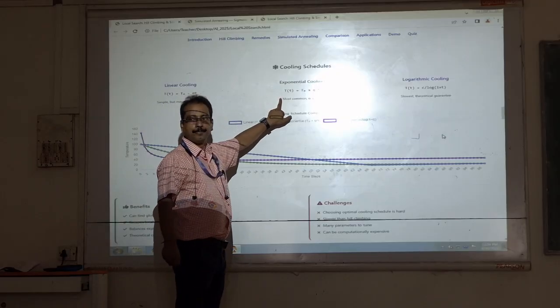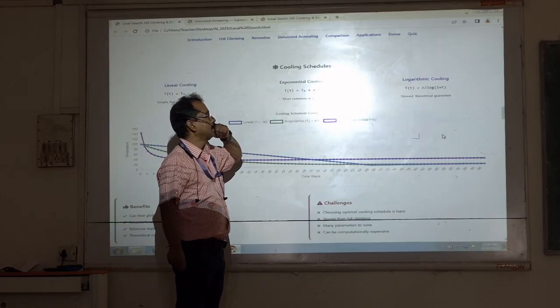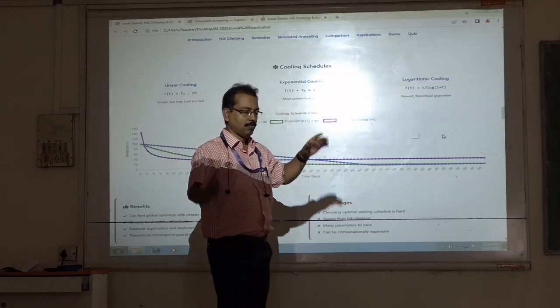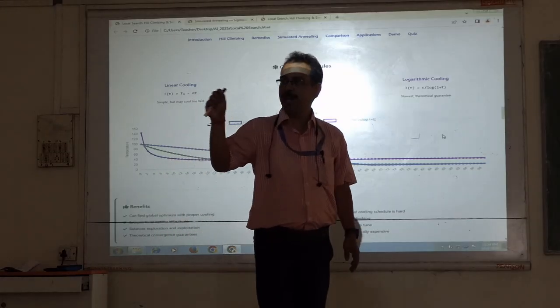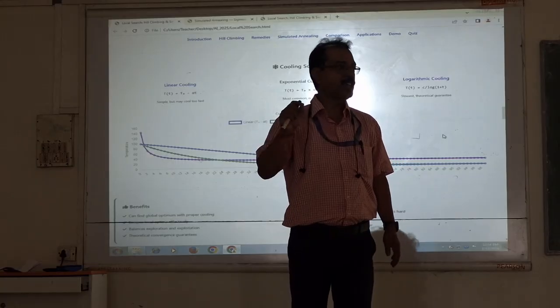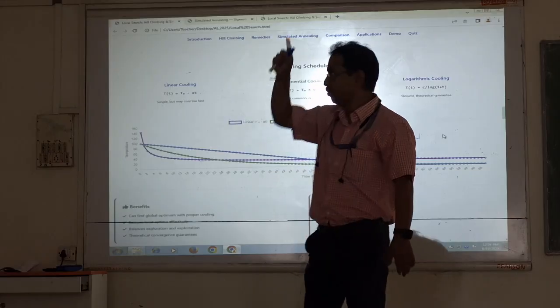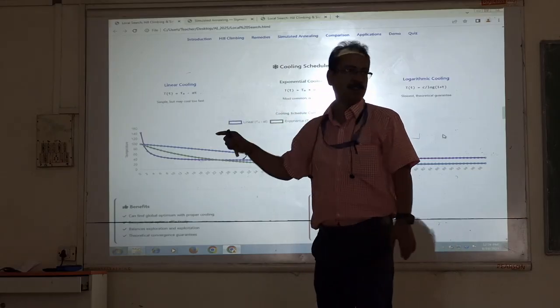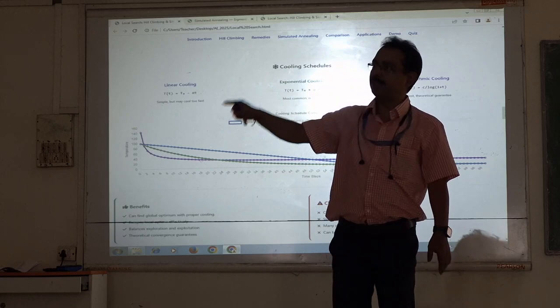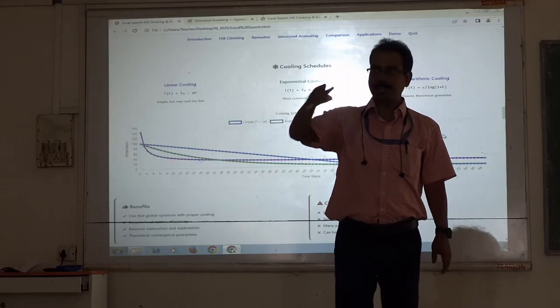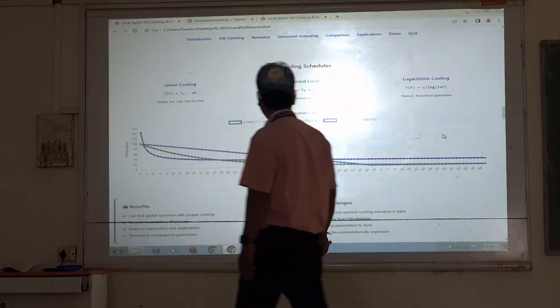Exponential cooling, that is T0 plus alpha to the power T. Alpha near about 0.95, if you keep around that, that is the best value. And cooling will be exponential, curve will be like this. And for linear cooling, curve will be like this. So this type of curve you can see here.